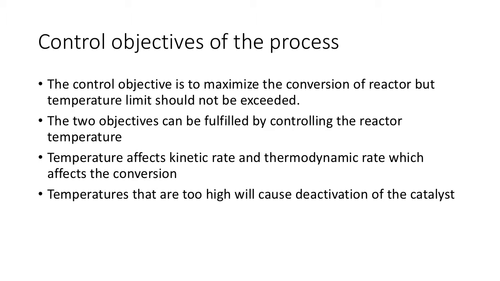The objective of the process is to maximize the conversion of carbon monoxide, but the temperature limit should not be exceeded. One way of meeting the objective is controlling the temperature. Temperature affects the conversion as it affects the thermodynamic and kinetic rates in the two reactors. Secondly, temperatures that are too high will cause deactivation of the catalyst.